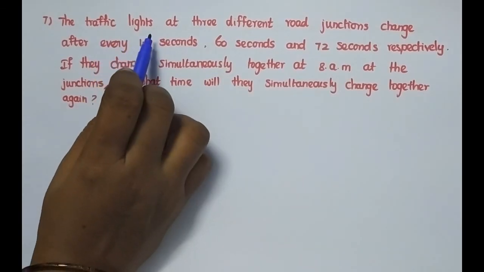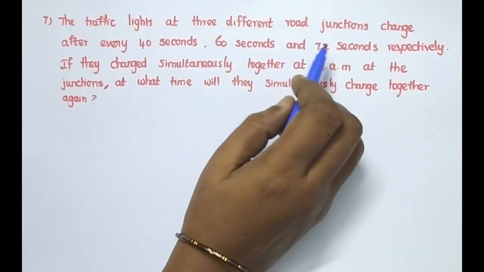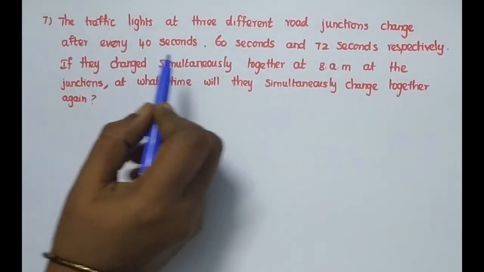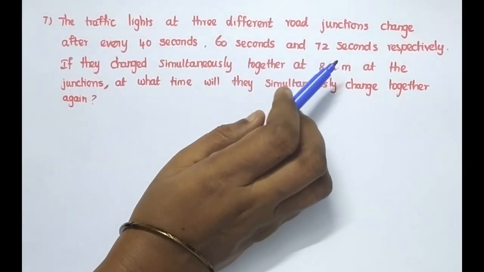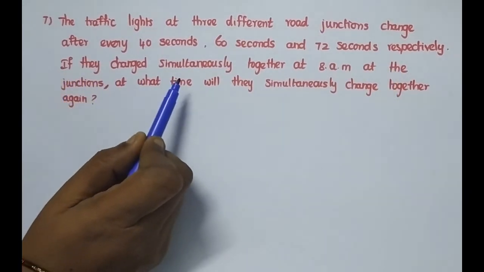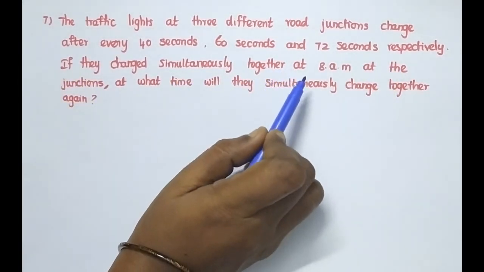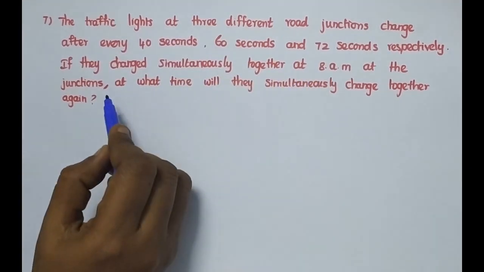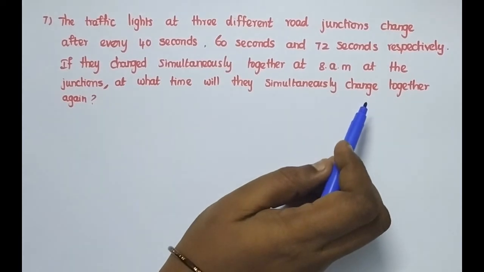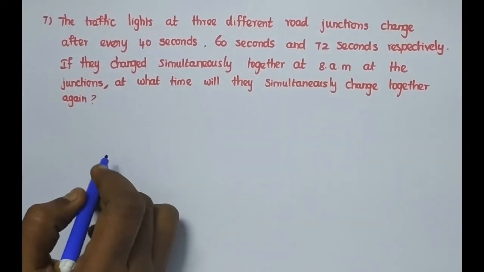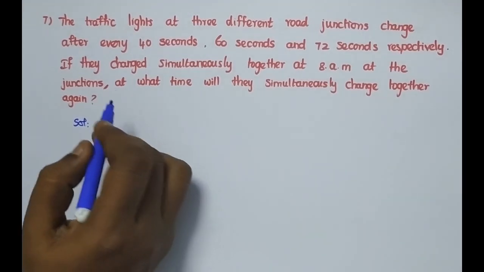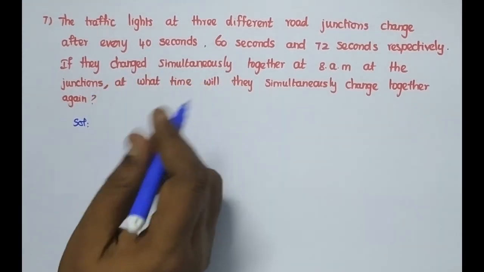The traffic lights at 3 different road junctions change after every 40 seconds, 60 seconds and 72 seconds respectively. If they change simultaneously together at 8 am at the junction, at what time will they simultaneously change together again? Listen, first we have to find out the LCM of the seconds.